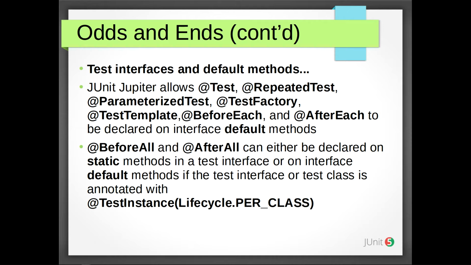Test interfaces and default methods. JUnit Jupiter allows a test, repeated test, parameterized test, test factory, test template, before each, and after each to be declared on interface default methods. Before all and after all can either be declared on static methods in a test interface or on interface default methods if the test interface or test class is annotated with @TestInstance(Lifecycle.PER_CLASS). So according to the rules that we saw before.